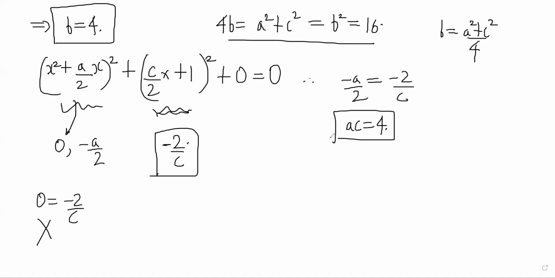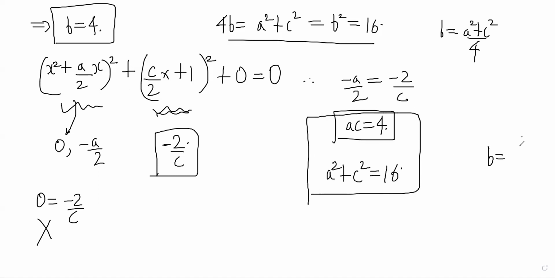Okay. Now, we basically get two equations. We get a^2 + c^2 is equal to 16, and we get ac is 4. We already know b is 4, right? So from these two pieces of information, we can find a and c. That can be done in a straightforward manner if ac is 4 and a^2 + c^2 is equal to 16.